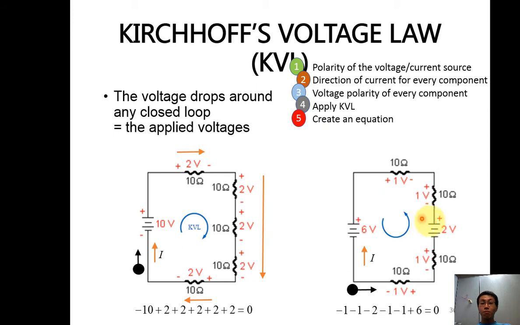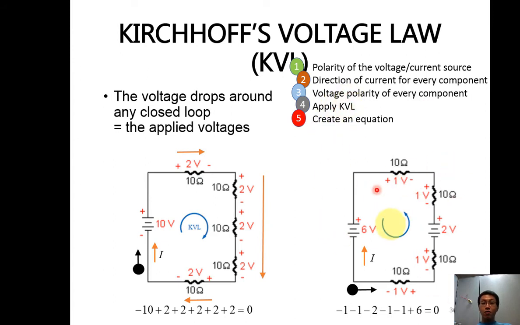Come to here, it cannot become positive actually, because this is the polarity of the voltage or current source, which means it is actually positive here. And then the current will flow in again, it becomes positive. Flow in again, positive, because I assume the current is flowing like this. Then the voltage polarity of every component is done.